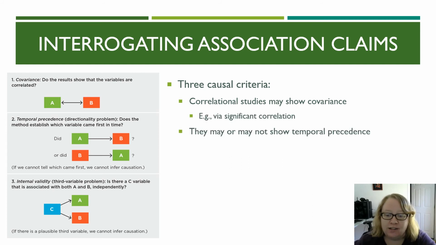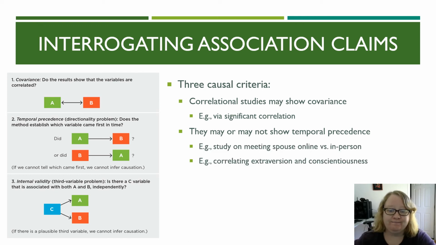But correlational studies may or may not show temporal precedence. So temporal precedence, that's the directionality problem. Does the method establish which variable came first in time? This is often a big problem with correlational designs. If I'm measuring depression and anxiety and I find that they're related, I don't know which one came first. I don't know whether people are depressed first and then they get anxiety, or whether people are anxious first and then they get depression. I don't know that from this design. I have no idea what came first. So correlational designs typically cannot show this.